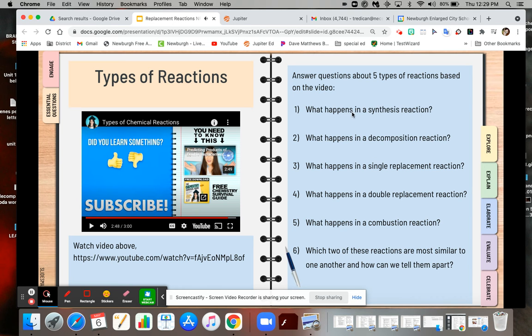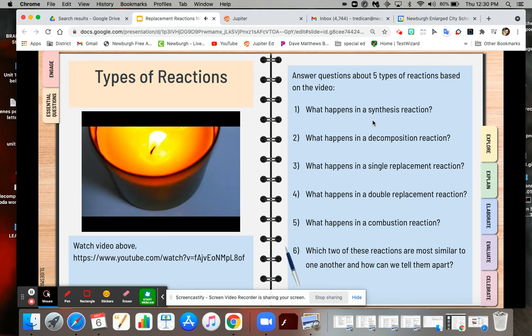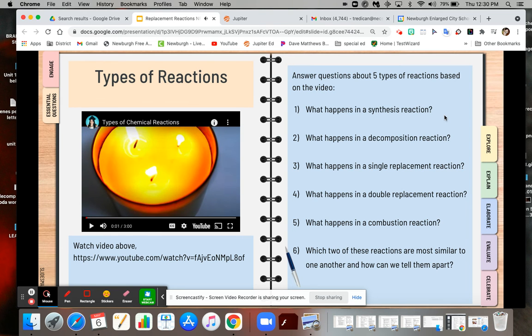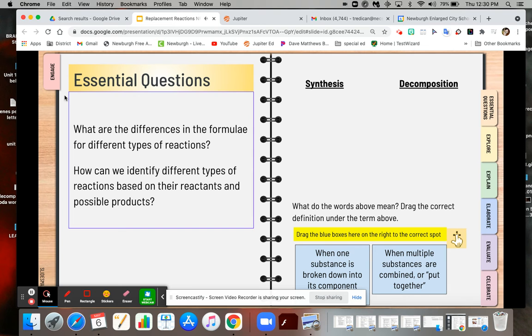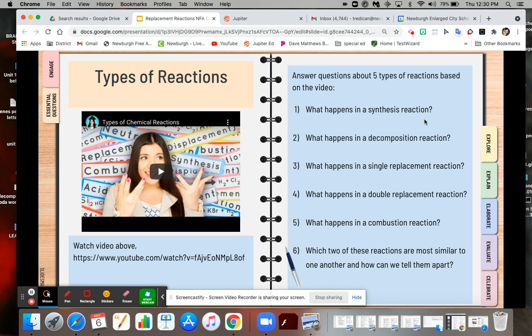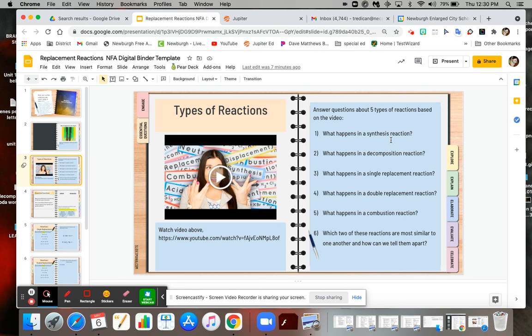Okay, so let's go ahead and write down some notes. Again, what happens in the synthesis reaction?